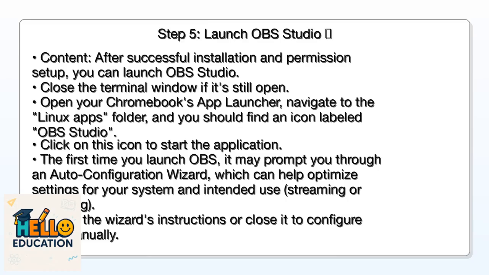Step 5: Launch OBS Studio. After successful installation and permission setup, you can launch OBS Studio. Close the terminal window if it's still open, then open your Chromebook's app launcher. Navigate to the Linux apps folder and you should find an icon labeled OBS Studio. Click on this icon to start the application. The first time you launch OBS, it may prompt you with an auto-configuration wizard, which can help optimize settings for your system and intended use, streaming or recording. Follow the wizard's instructions or close it to configure OBS manually.